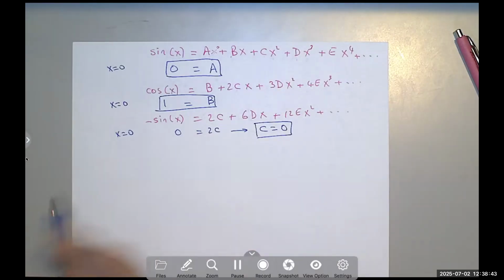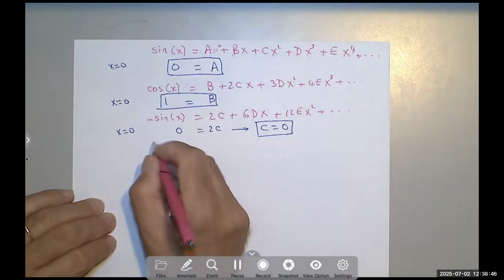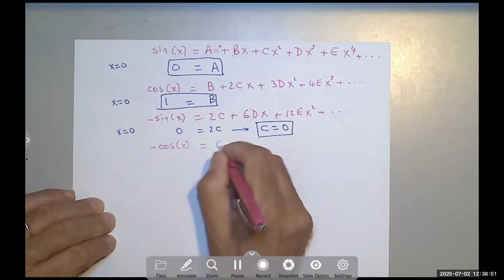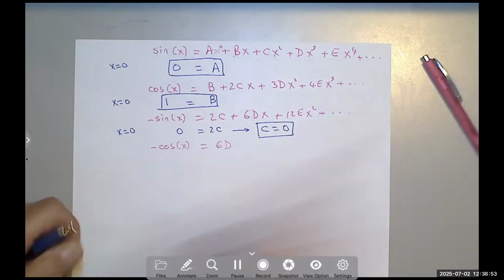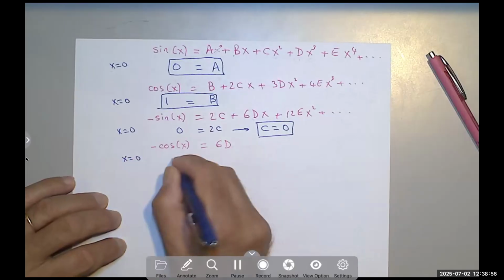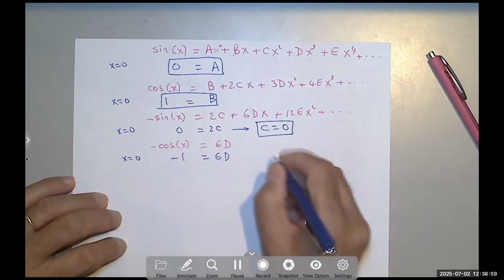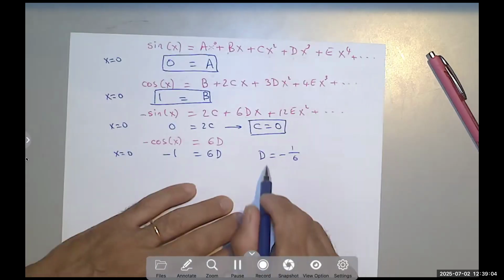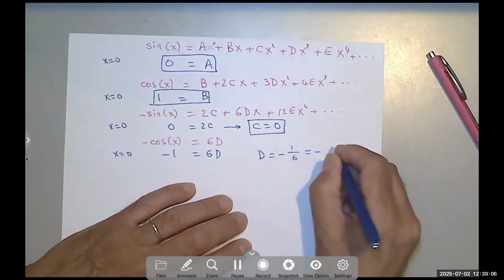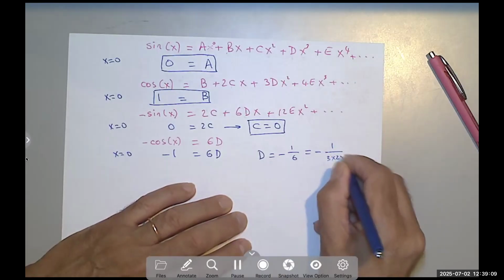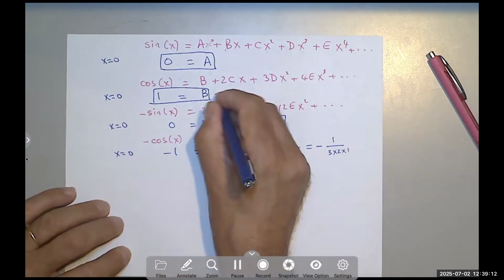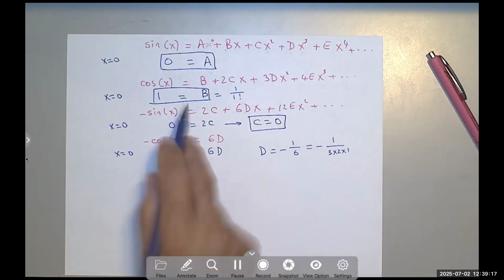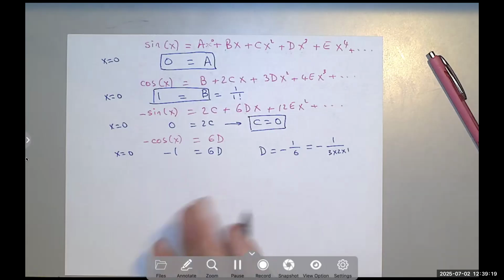Anyway, so I can take the derivative one more time. So derivative of sine is cosine, so I get negative cosine of x equals 6d. Setting x equals 0, I get negative 1 equals 6d, so d equals negative 1 over 6. Again, we've seen this before, so I can write this as negative 1 over 3 times 2 times 1, and I can rewrite this as 1 over 3 factorial. Now, I see that very simple. You can see the pattern now.